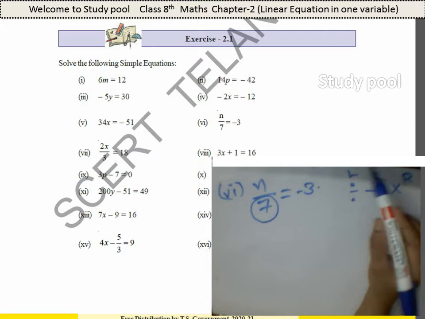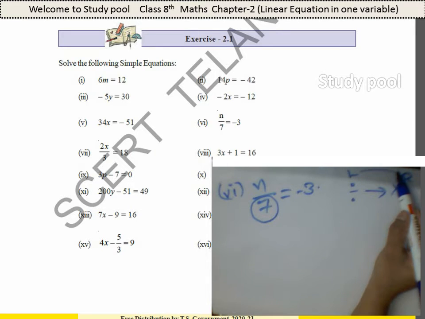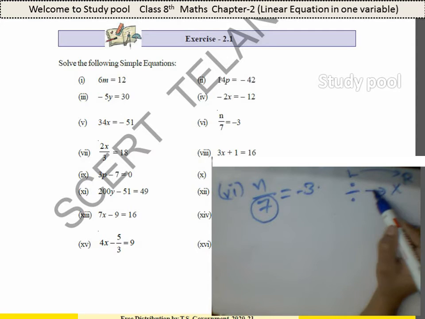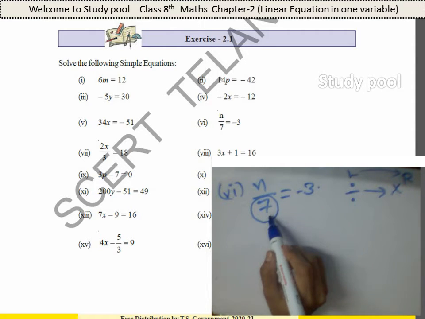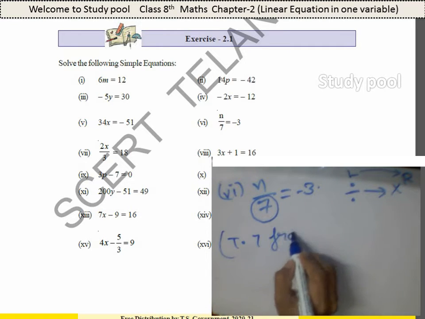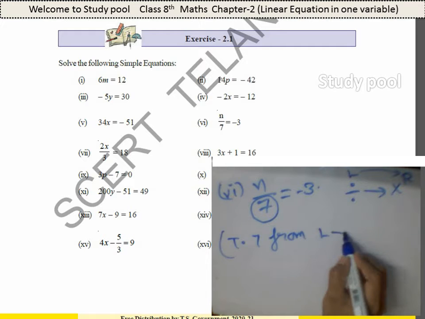Whenever we are transposing from LHS to RHS, if it is in division, we have to do multiplication on the other side, the right hand side. So here it is in the denominator. What do we have to do? We have to transpose 7 from LHS to RHS.